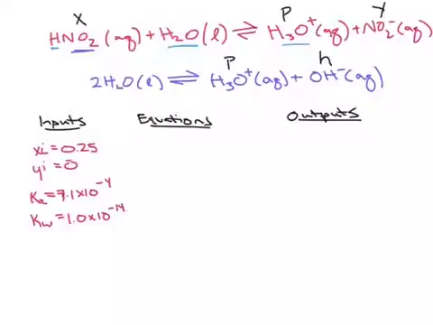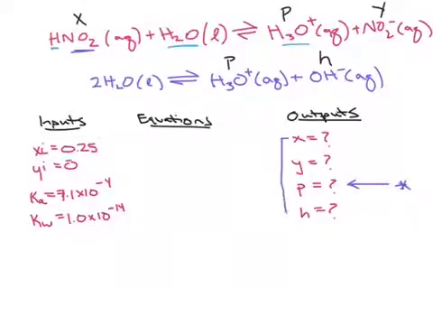Next, let's look at our outputs. We're going to want to know what the concentration of X is at equilibrium, Y, P, and H. And once we find all of those, it is the concentration of P that will give us our answer. So look at that. We've got 4 unknowns, which means that we are going to need 4 equations.